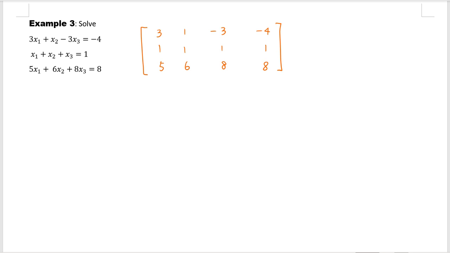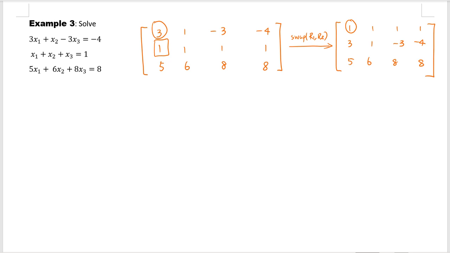And then, remember, first step, we want to make the 1,1 entry to be 1. Well, we get a 1 here, so maybe it's easier to interchange row 1 and row 2. Don't divide the first row by 3, because we don't want to work with fractions, right? So we swap row 1 and row 2. Then we get 1, 1, 1, 1, and then 3, 1, minus 3, minus 4, 5, 6, 8, 8.